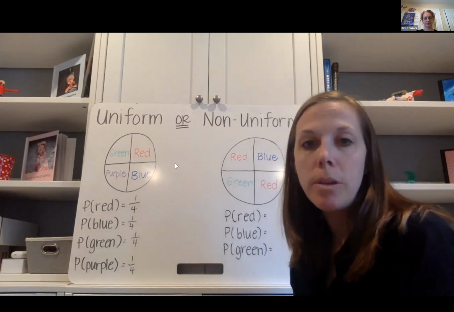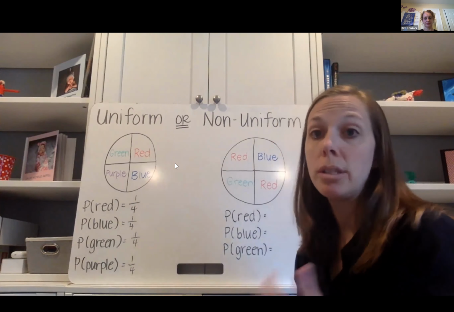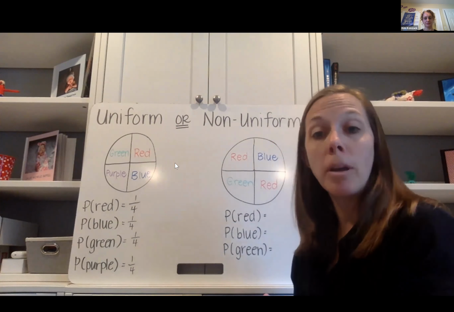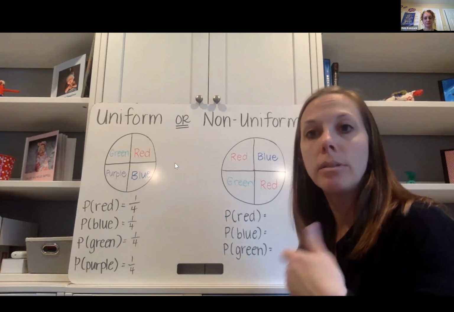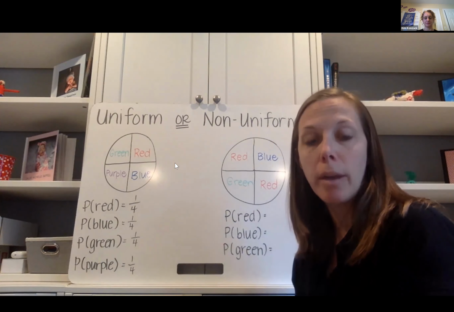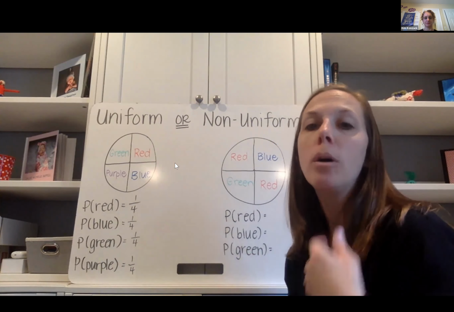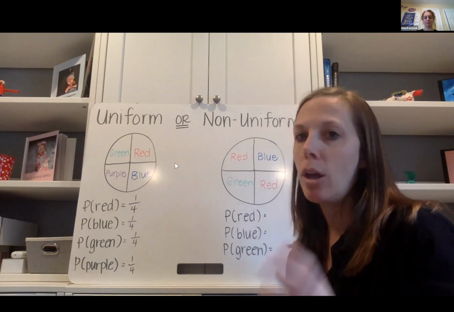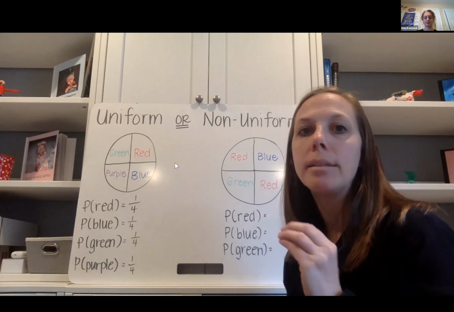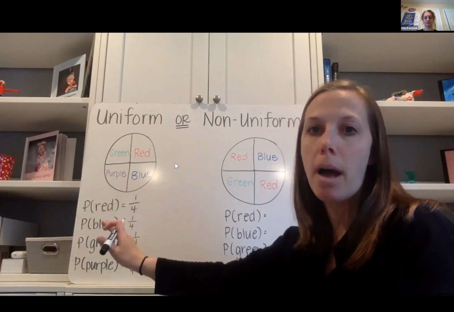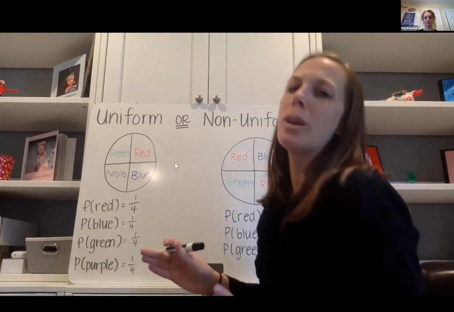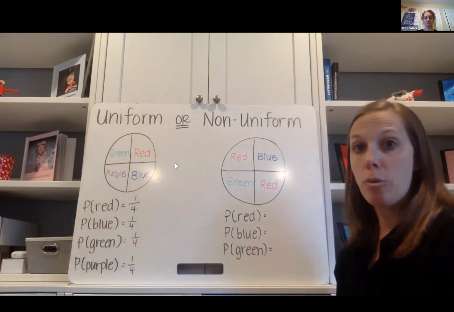Other things that are going to be uniform probability models that you're going to see frequently are flipping a coin. Heads and tails each have a 1/2 theoretical probability. A normal 6 or number cube with the numbers 1 through 6, they all have an equal probability. It is a uniform probability model. So now we need to look at, well, what does it mean if it's not uniform?